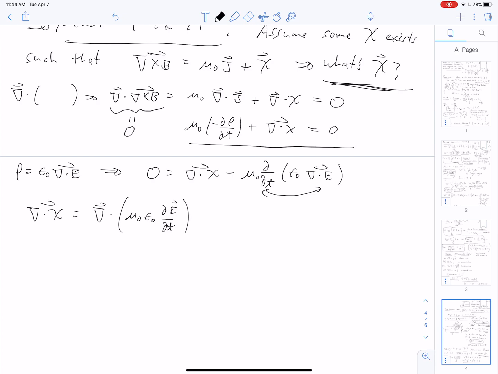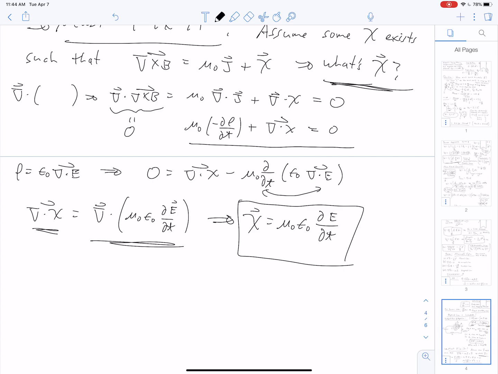And so then we see that if del dot chi equals del dot this, then of course chi must equal mu naught epsilon naught dE dt. And so we have just derived this new current, essentially. It's a new current. And so what we see now is that this is what we need. This is what fixes Ampere's law. This is the fix.